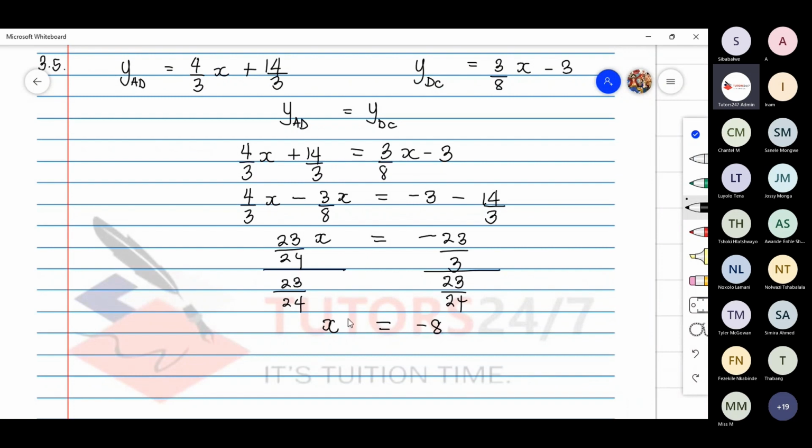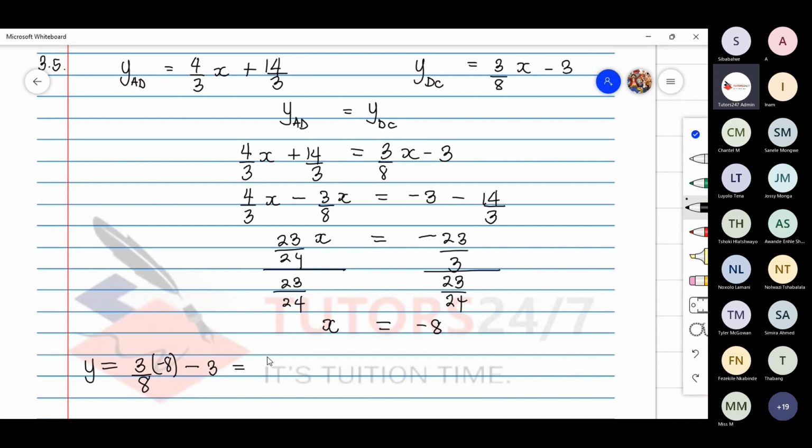So the x value was obtained as negative 8. Now to get our y value. To get your y value, you can choose either equation. It does not matter which. So I'm just going to go with the one that has less fractions, which is the right-hand side. In place of x, I'm going to put negative 8. And that is then going to give me a y value of negative 3 minus 3, which is going to be negative 6.